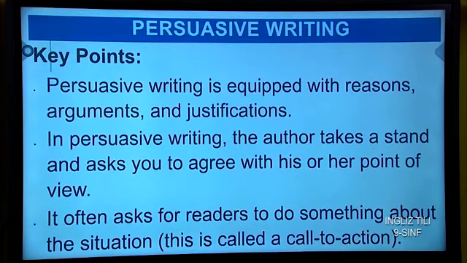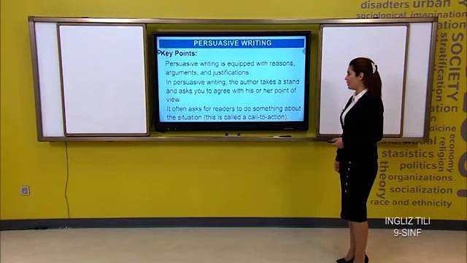So, here I want to take one of them, writing, and explain in detail. Here is persuasive writing. It means key points I want to explain. Persuasive writing is equipped with reasons, arguments, and justifications. In persuasive writing, the author takes a stand and asks you to agree with his or her point of view. It often asks the reader to do something about the situation. This is called a call to action.